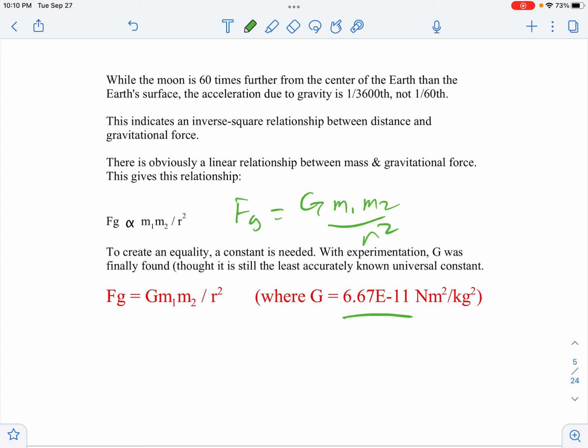We've got it measured out to more digits now. This parentheses shouldn't be there, and this should not say "thought." It should say, "though it is still the least accurately known universal constant." Okay, so even though we've got it out to, I think, five sig figs right now, it's such a small number. It's crazy that it's actually still not even that precise. Okay, but it's good enough for us to do calculations with, so you kind of need to know that one. It's on the AP equation sheet, but it just kind of gets stuck in your brain after you use it enough.